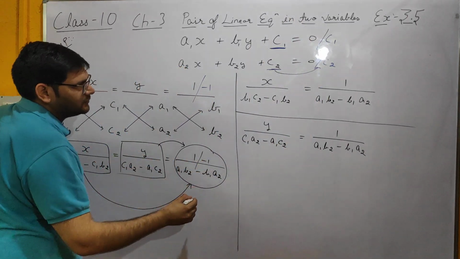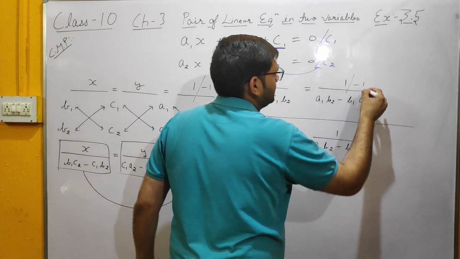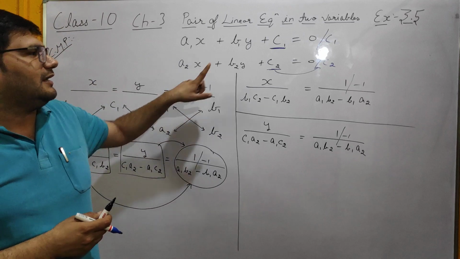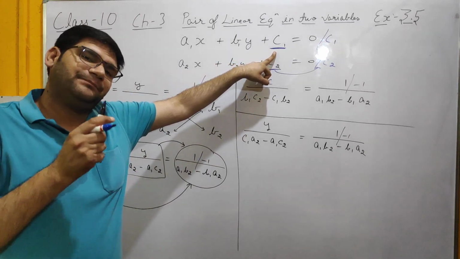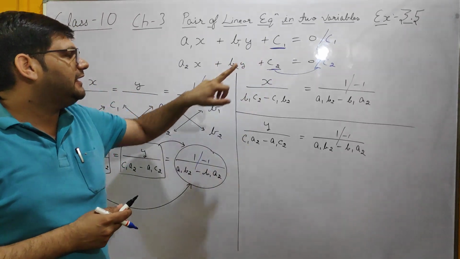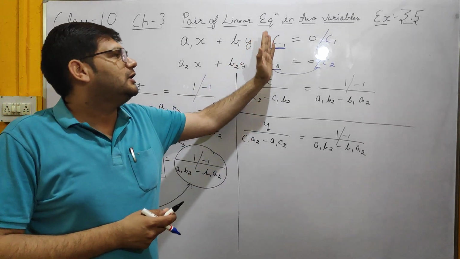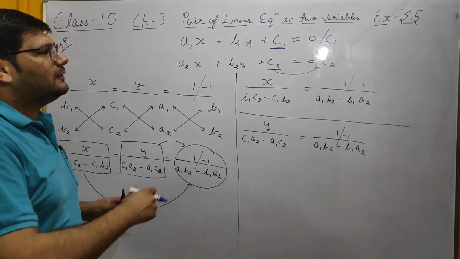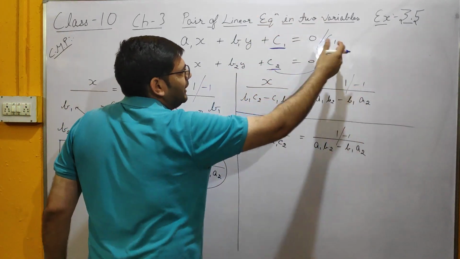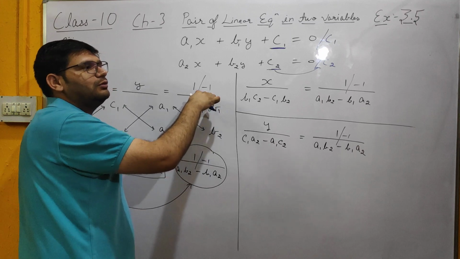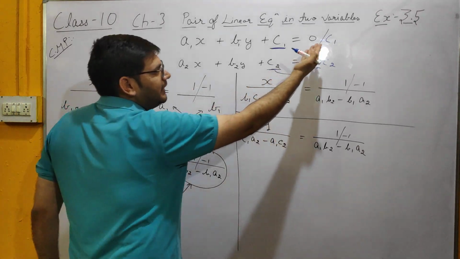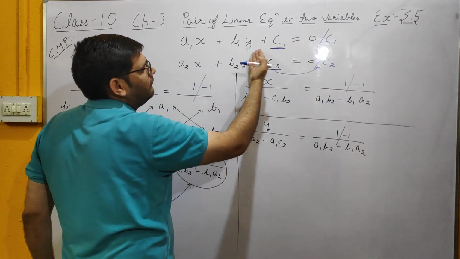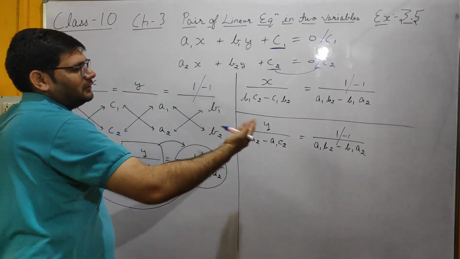Similarly, minus 1 for each. So we take 1 if the constant is towards the left side, and we take minus 1 if the constants in both are towards the right side. Now one more thing. Suppose the constant is towards the right side and you do not want to put minus 1 over here, then bring this constant towards the left side. Then the standard form will be maintained and you can solve the question.